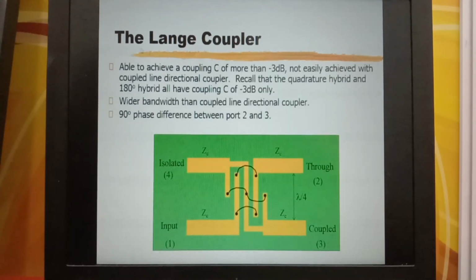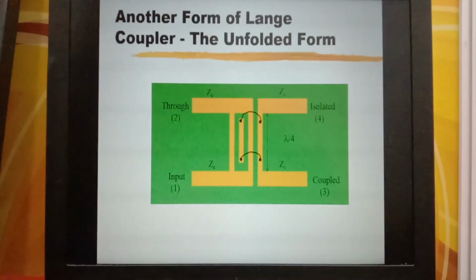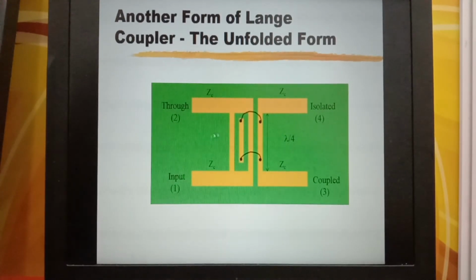In the design of the Lange coupler, we will need additional bonding wires from here to here, from here to here, from here to here, and here to here. It basically consists of a number of parallel lines. So this construction gives us a much wider bandwidth. This is a modification of the Lange coupler to reduce the number of bonding wires.